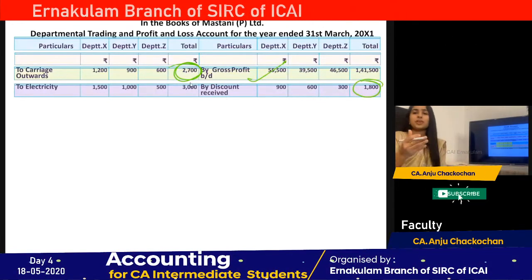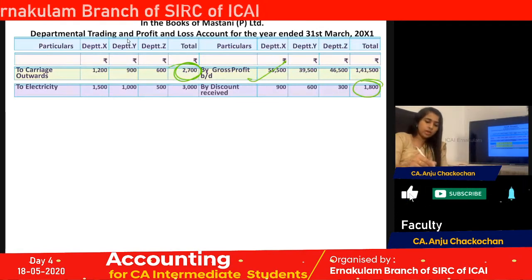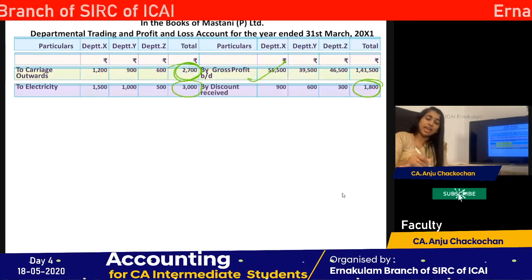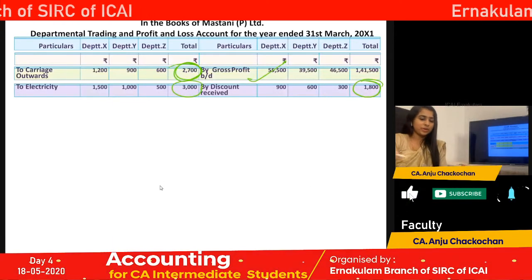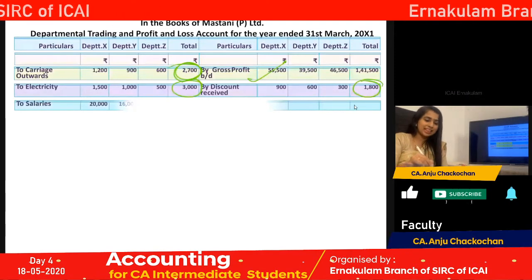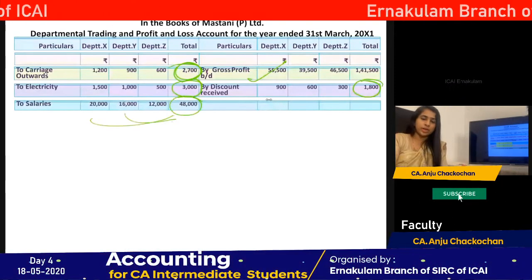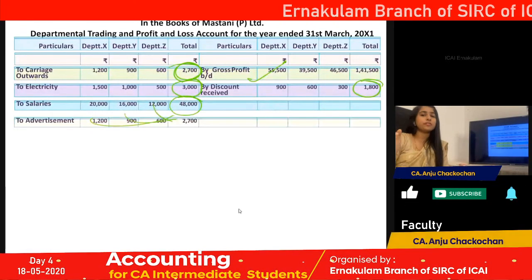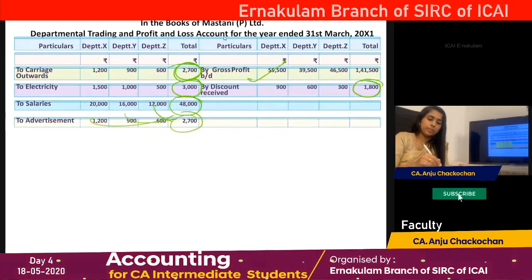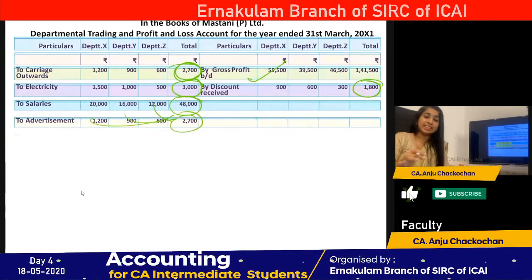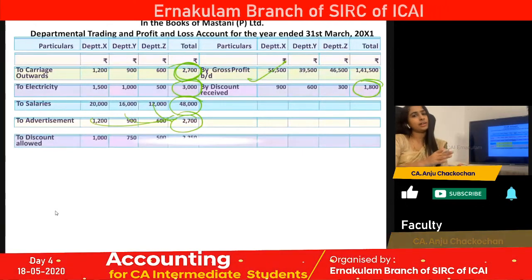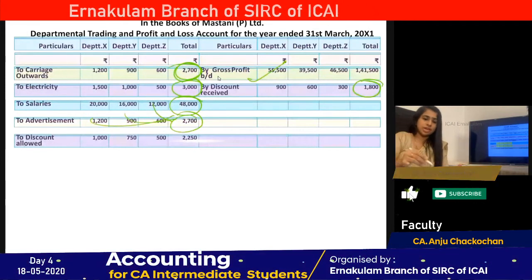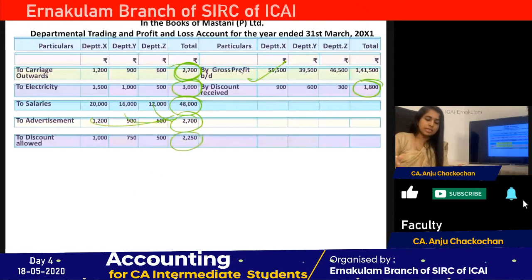Electricity was on the basis of units consumed. You have the total expense, you just have to allocate it. All these are very simple. Salary is allocated on the basis of number of employees. You have the total salary expenses, and this you will be allocating on the basis of number of employees. You have already computed the ratio before. Next, advertisement was on the basis of turnover again, so the total expense you will be allocating to all three. And then you have discount allowed. Discount allowed is to debtors, and hence we apportion that on the basis of turnover. So 2,250, we have the ratio before. It is just an allocation task, which you will be able to do.